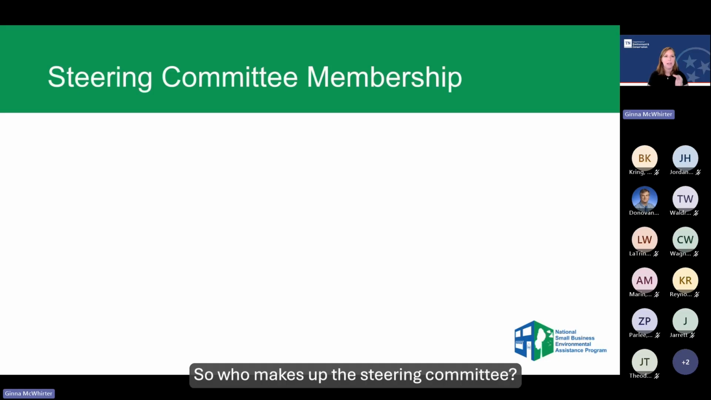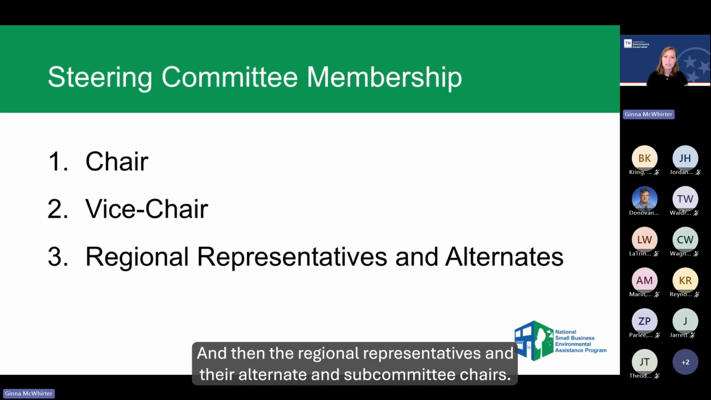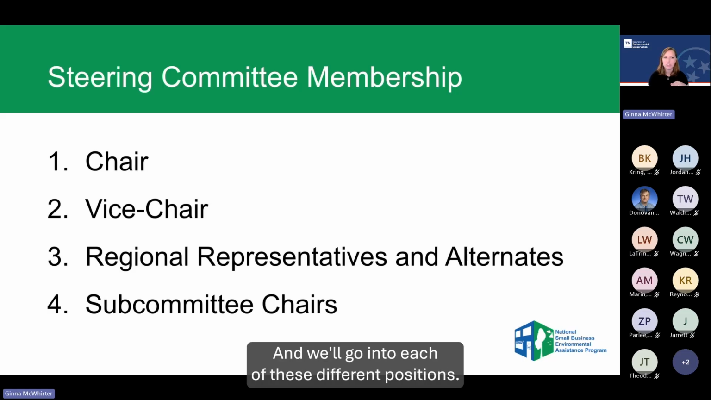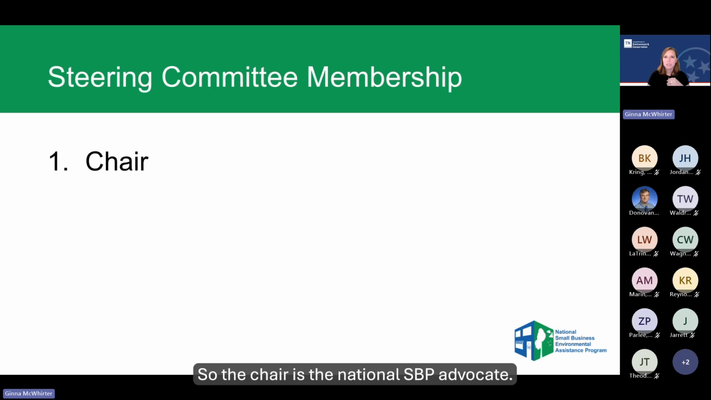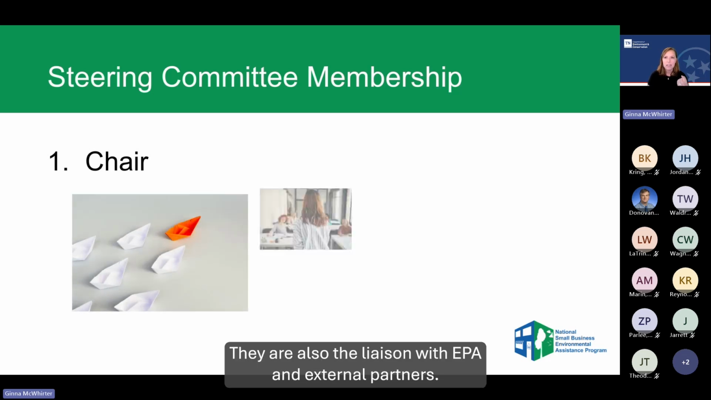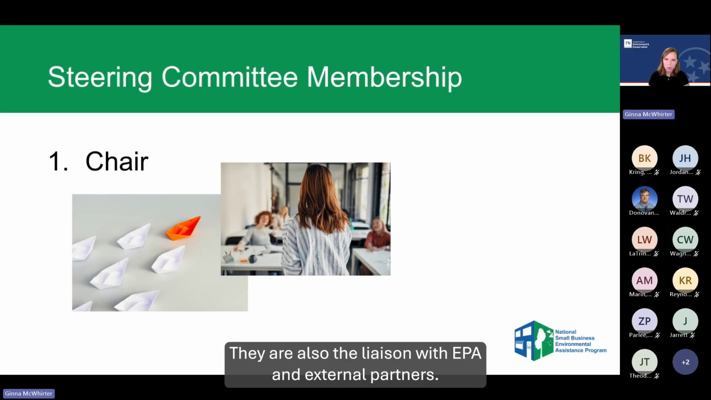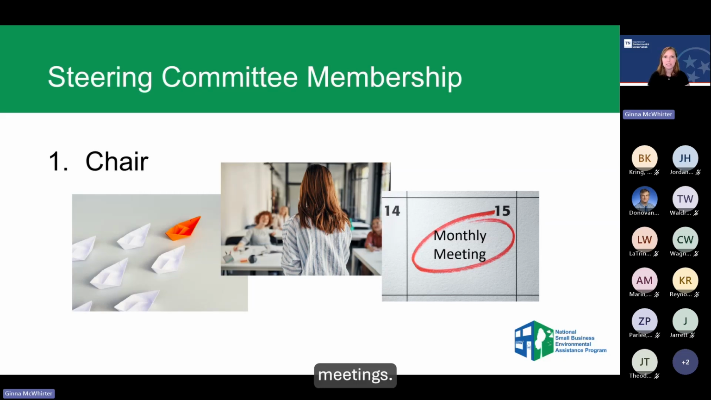So who makes up the steering committee? That's the chair, the vice chair, and then the regional representatives and their alternates, and subcommittee chairs. And we'll go into each of these different positions. So the chair is the National SBEEP Advocate. They are also the liaison with EPA and external partners, and they also schedule the monthly National Steering Committee meetings.